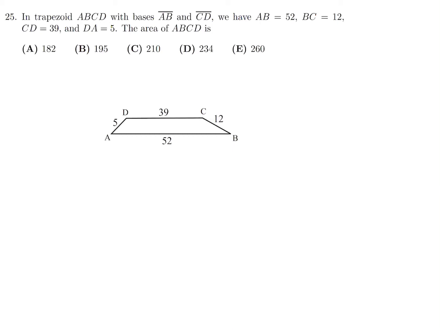In trapezoid ABCD, the bases AB and CD are labeled. We have AB is equal to 52 and BC is 12. CD is 39 and DA is 5. The area of ABCD is... Okay. So do you remember how to figure out the area of a trapezoid?